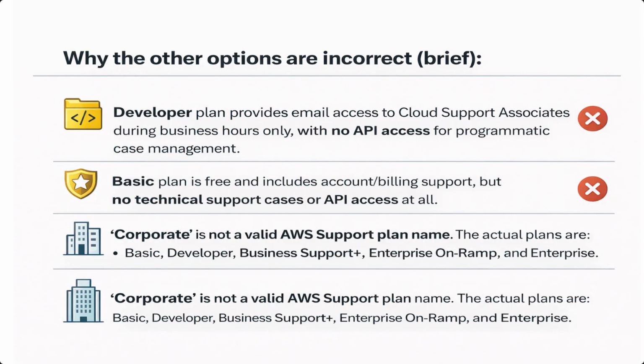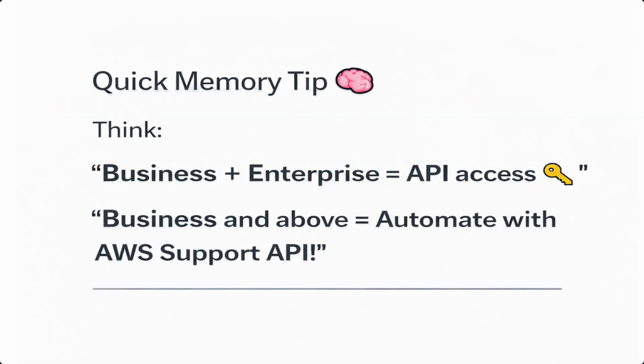Brief. Developer Plan provides email access to cloud support associates during business hours only, with no API access for programmatic case management. Basic Plan is free and includes account billing support, but no technical support cases or API access at all. Corporate is not a valid AWS support plan name. The actual plans are Basic, Developer, Business Support Plus, Enterprise On-Ramp, and Enterprise. Quick memory tip, think: Business, Enterprise, API access. Business and above gets automate with AWS Support API.